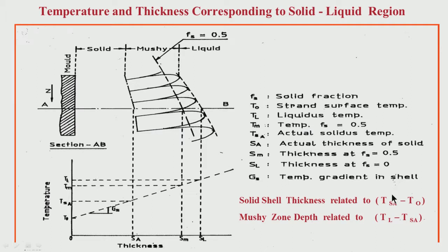More is the segregation. For certain elements, I will be discussing that the segregation extent is more. So the lower will be the solidus temperature because of the impact of that, and the lower this temperature, the solid shell will become thin and the mushy zone will become more wide.